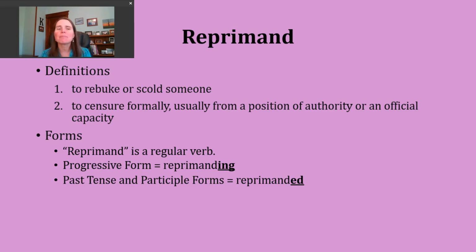For many people, they might think of a relationship of like parent to children or teacher to children, and kind of one of those like, you know better, you shouldn't do this or that. Related to this first definition is the second one, which is to censure formally, usually from a position of authority or in an official capacity.